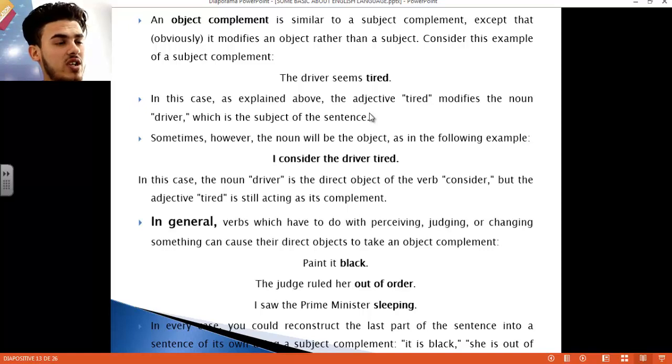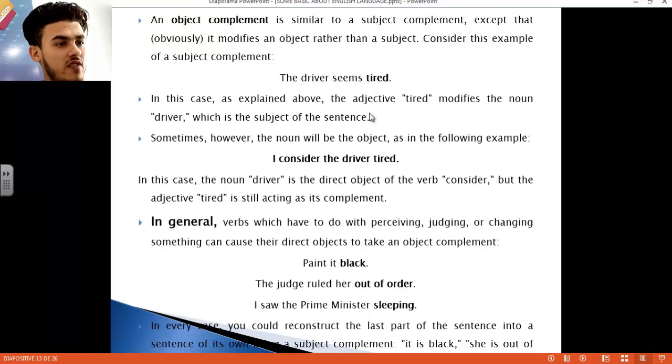So we changed the example a little bit and we are putting an action verb instead of a linking verb, and here we have a direct object and an object complement. I consider the driver tired. So tired here describes the driver, not the subject I. In this case, the noun driver is the direct object of the verb consider, but the adjective tired, as we have said, defines the object.